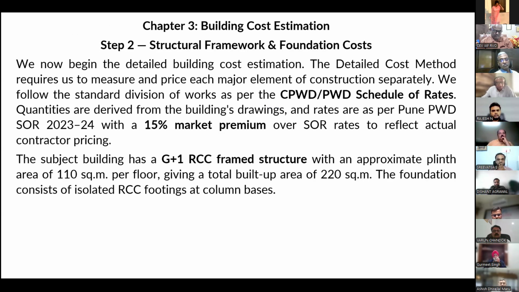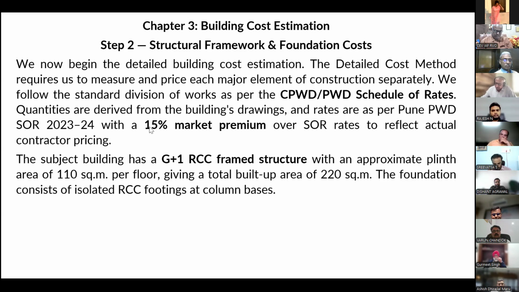Now we do the calculation for the building works. It is a G plus 1 RCC frame structure. As you know, total built-up area is 220 square meter. We assume the area per floor is 110 square meter. The foundation consists of RCC footings at the column bases.